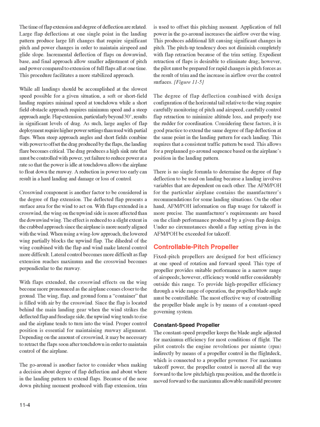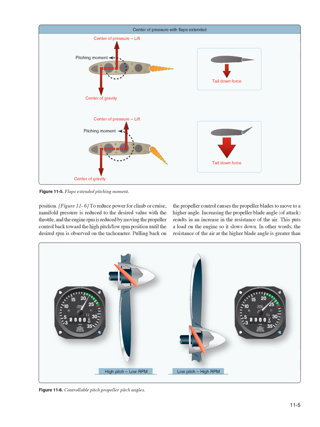The pilot controls the engine revolutions per minute, RPM, indirectly by means of a propeller control in the flight deck, which is connected to a propeller governor. For maximum takeoff power, the propeller control is moved all the way forward to the low pitch/high RPM position, and the throttle is moved forward to the maximum allowable manifold pressure position. Figure 11.6. To reduce power for climb or cruise, manifold pressure is reduced to the desired value with the throttle, and the engine RPM is reduced by moving the propeller control back toward the high pitch/low RPM position until the desired RPM is observed on the tachometer.